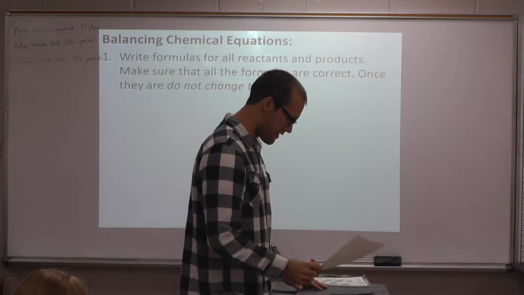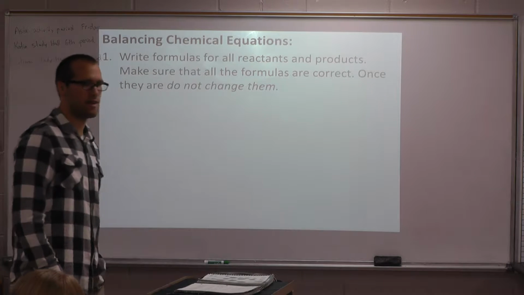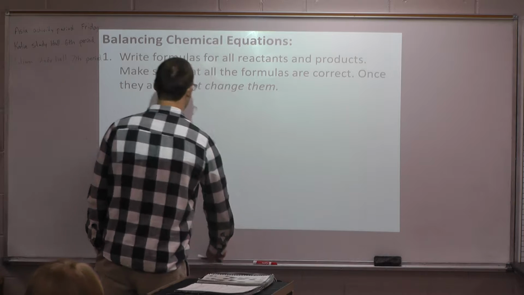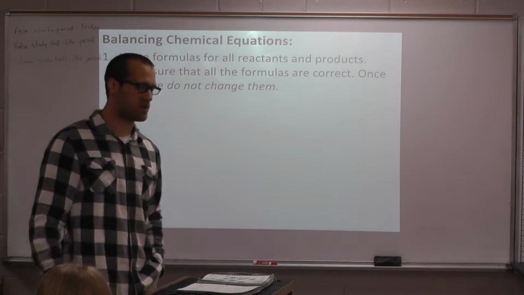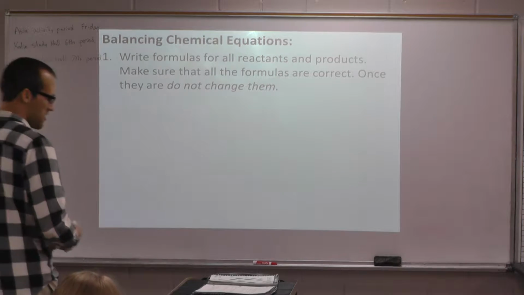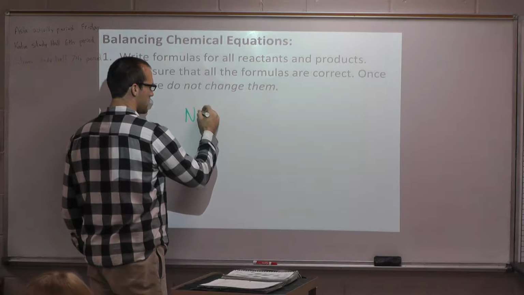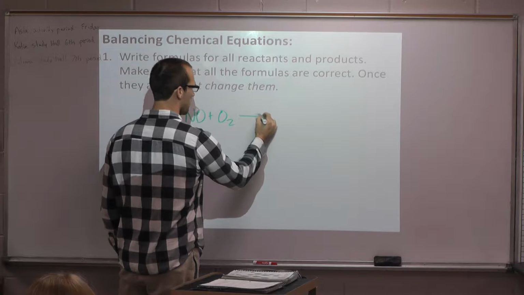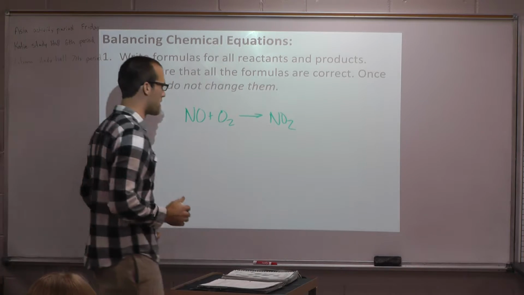We're going to start with one easy one, and then we'll get to some more difficult ones. Cool? Okay, so there are about 4 steps that you can do to make sure you're balancing the chemical equation correctly. First and foremost, I'm just going to give you the formula for the equations. So NO, O2 goes to produce NO2.